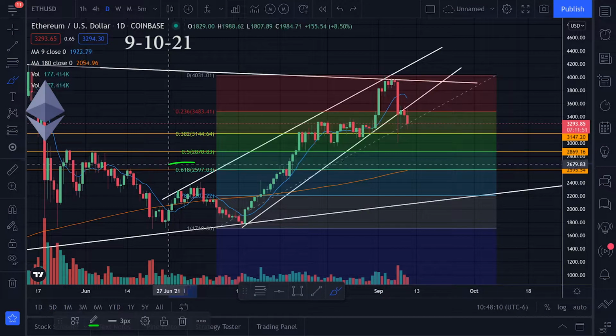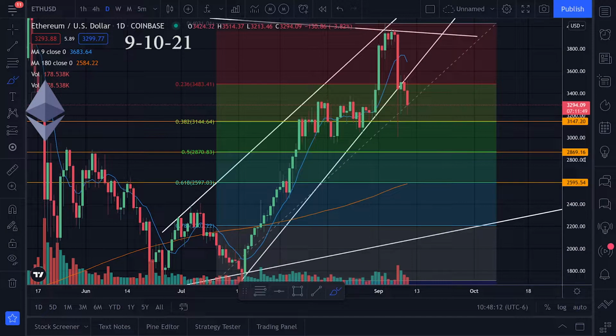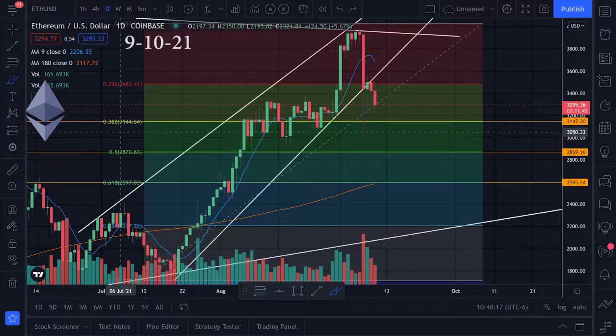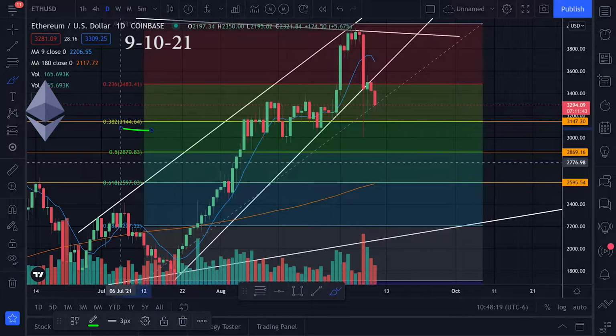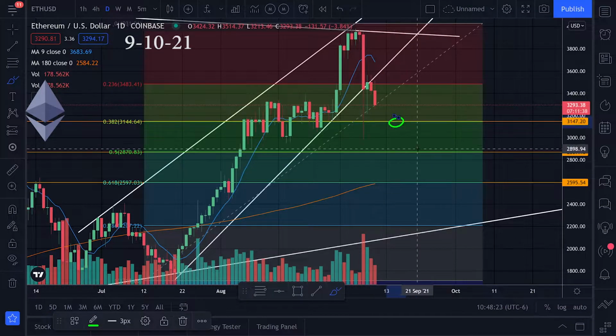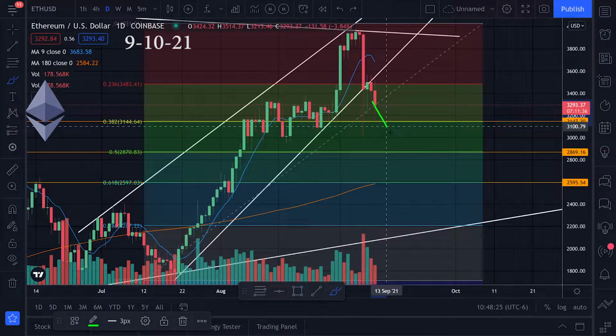The levels I like to watch are the 38% level and the 50% level. Sometimes we can dip down to the 61% level, but yeah, the first ones I'll be watching are the 38 and the 50. These ones are sitting at around 3144 and 2870. So for right now, I have limit order set right here and possibly right here. Let's see if we can come down and fill them.